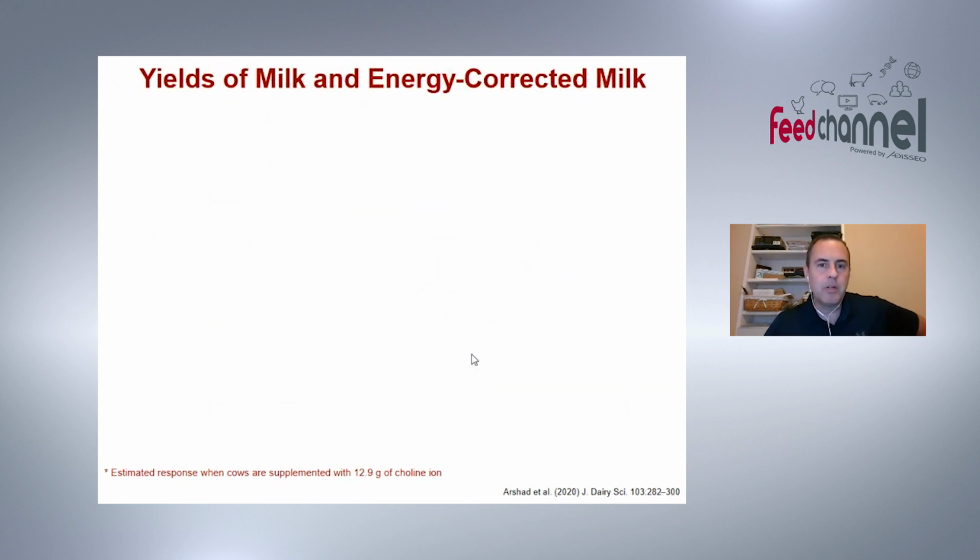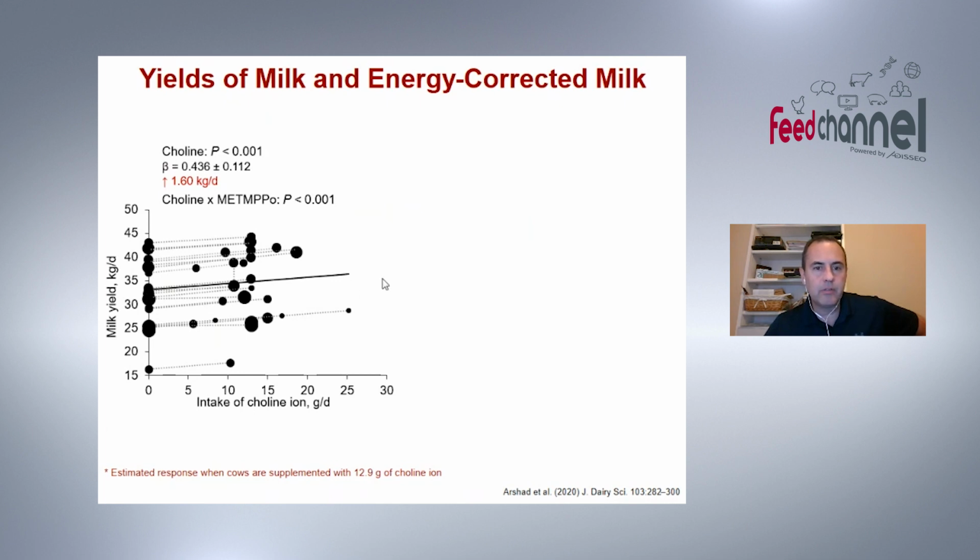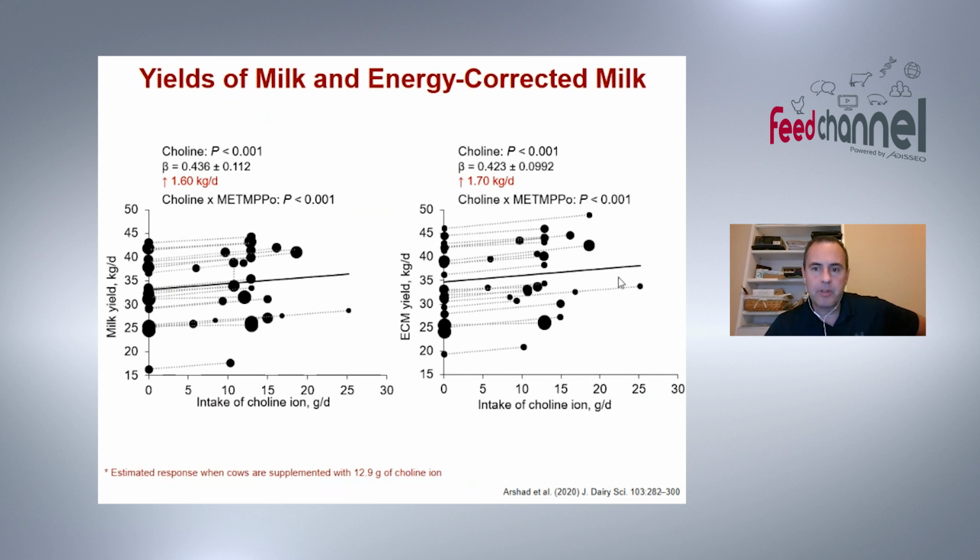So here are yields of milk and energy corrected milk. We see a linear response to choline supplementation in terms of milk yield and in terms of energy corrected milk yield. Okay, but pay attention to this. There is an interaction between choline and the proportion of methionine in the metabolizable protein in the diet. So this interaction means that the response to choline was to some extent dependent upon the supply of methionine. So here we see that pathway that we just discussed in biochemistry playing a role in cow biology and animal response.